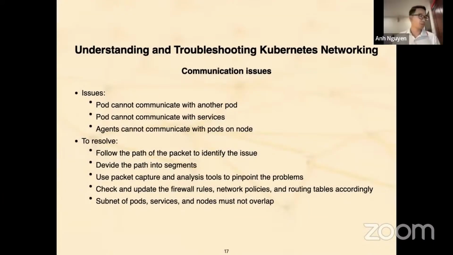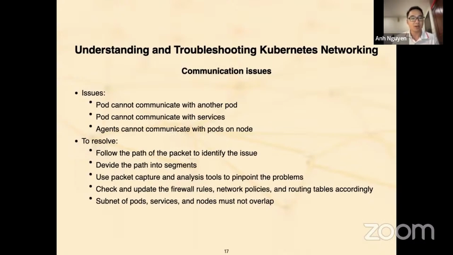Okay, so some common issues with communication between pods may include: first, a pod cannot communicate with another pod. Packets may be dropped by firewall rules, network policy, or security groups. So we need to rely on the path of the packet to identify the issues. Then recheck the network policy, firewall rules, and routing table to identify and resolve the issues. And second, a pod cannot communicate with servers.